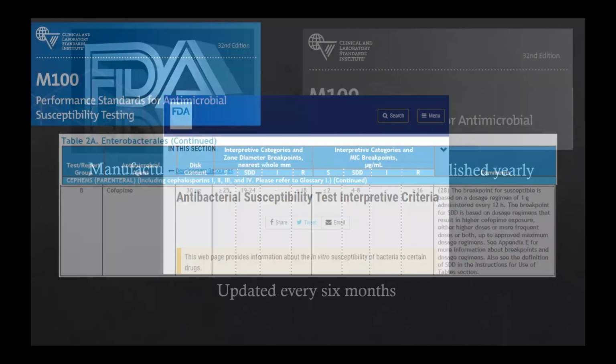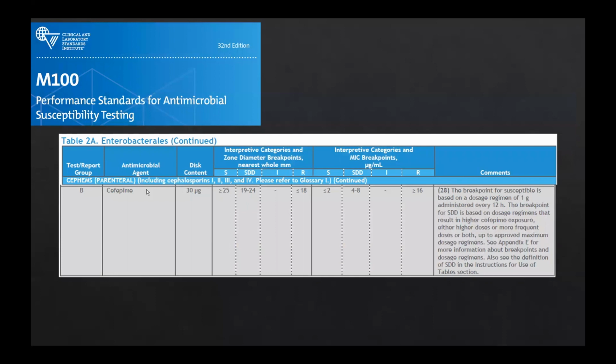So this is just an example of a table from the CLSI document. This is the enterics with cefepime. You can see here, this is one that has the susceptible dose-dependent category. So less than or equal to 2 is susceptible. 4 through 8 are susceptible dose dependent, and greater than or equal to 16 is resistant. Notice it goes in that twofold dilution scheme.